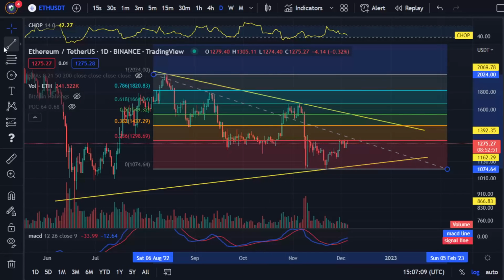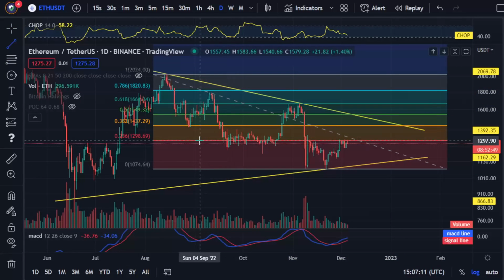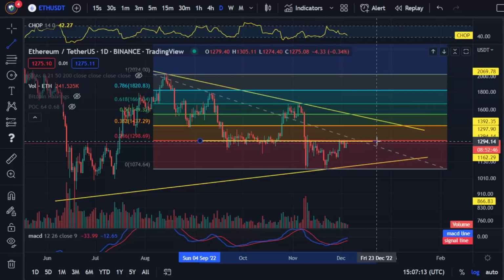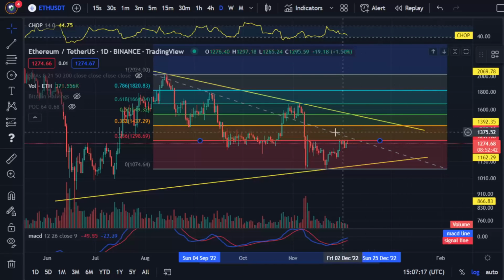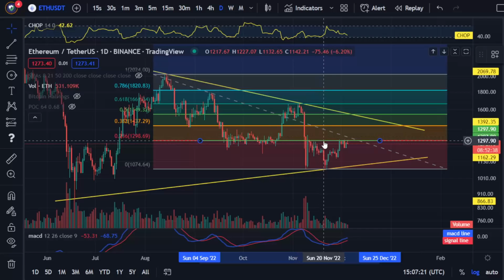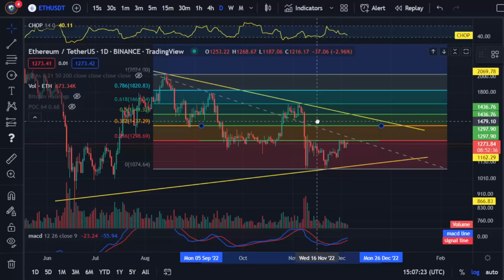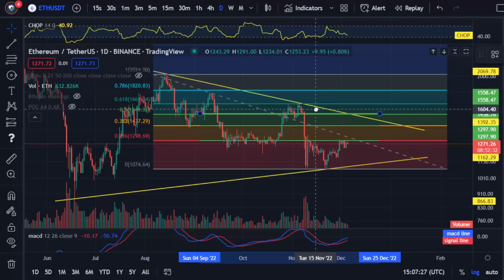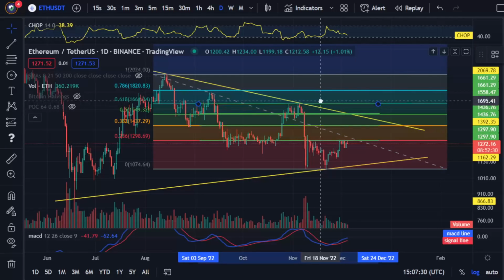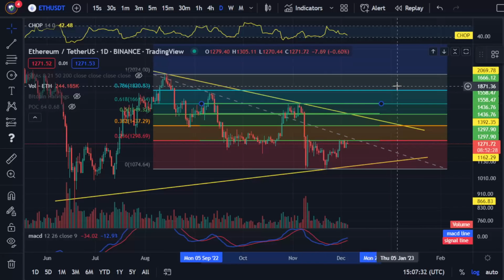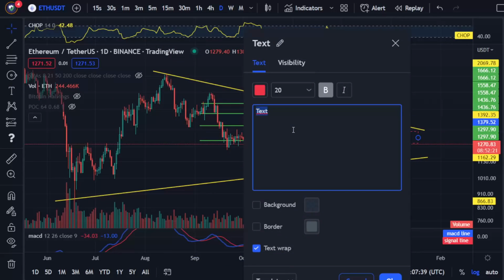Now let's check what resistances the ETH price has on its way up, and for this we will use the fib retracement tool. As you can see, the first resistance from which the price has already turned back is $1,298, but if we overcome it, we have the next resistance at $1,437. The next one is $1,558 and $1,666.